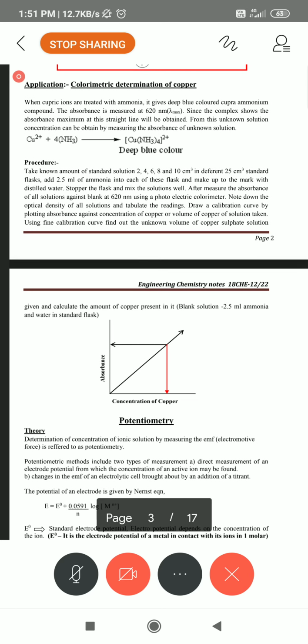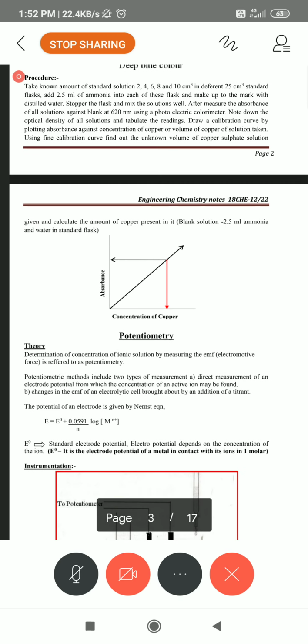Then you can fill these. Take copper sulphate 2 ml, 4 ml, 6 ml, 8 ml, 10 ml into 50 ml volumetric flasks. Then you can add, common to all, 5 ml of ammonia, ammonium hydroxide. Then the remaining volume, so 2 ml plus 5 ml plus 43 ml of DM water, you can fill it. Make all of this series of standard solutions 50 ml. Then put it into the cuvette at 620 nanometer.